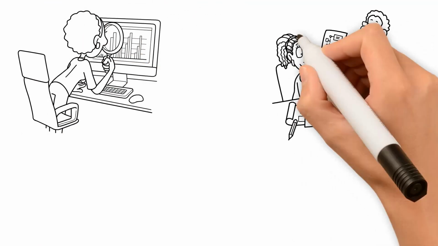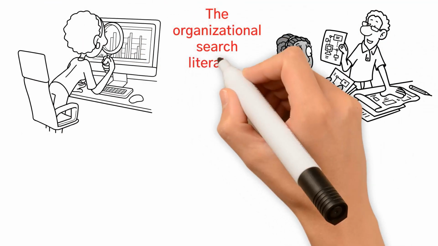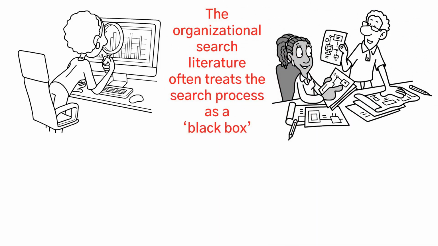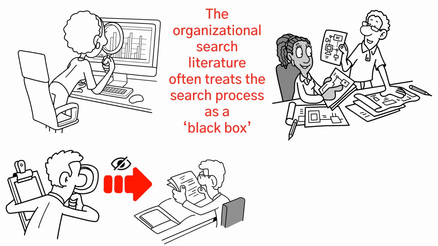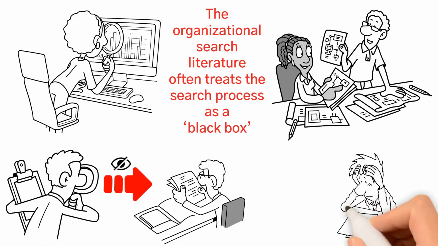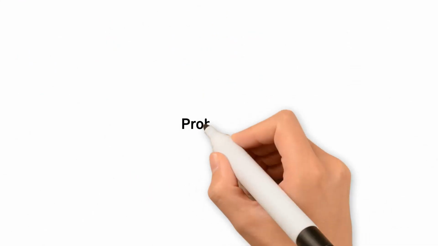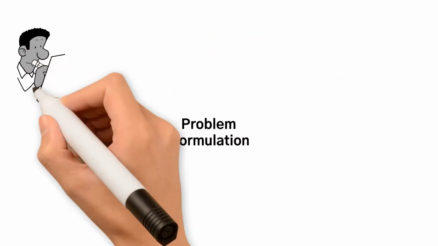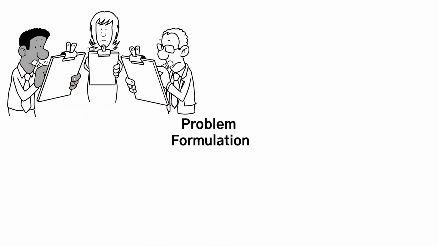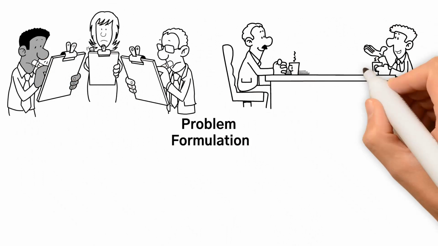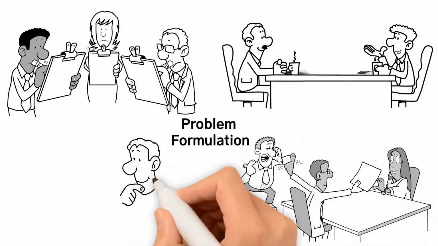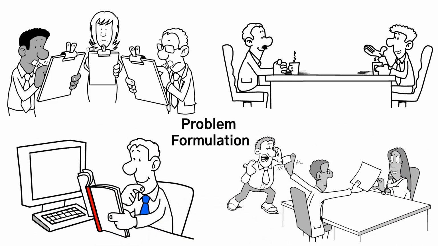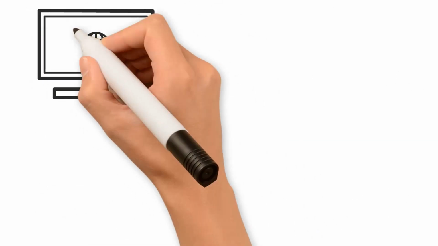The organizational search literature often treats the search process as a black box, obscuring the vital connection between search goals and methods. There's a significant lack of clarity in the problem definition phase, with poorly distributed roles and responsibilities. Initial views argued that search is predominantly exploitative. However, recent studies suggest explorative possibilities, indicating that search may be multidimensional.